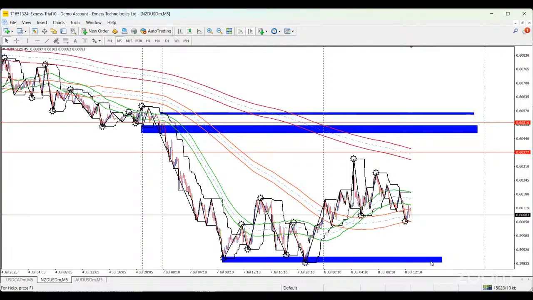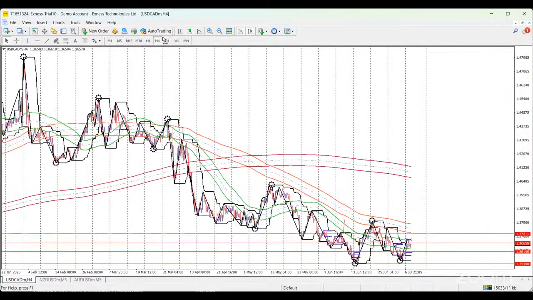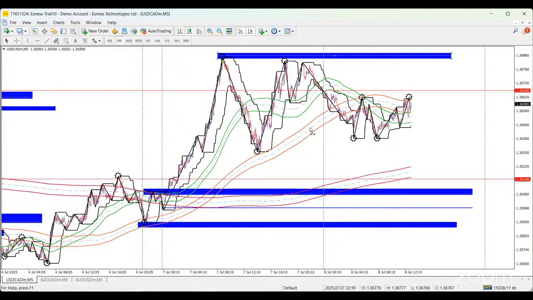If not, and this support level holds, we'll see price start to buy, eventually take out these levels and keep on buying. And then finally for USD CAD on the M5 time frame as well. Remember, we stated this morning that we're looking at USD CAD selling from where it was at the time all the way into our trend.